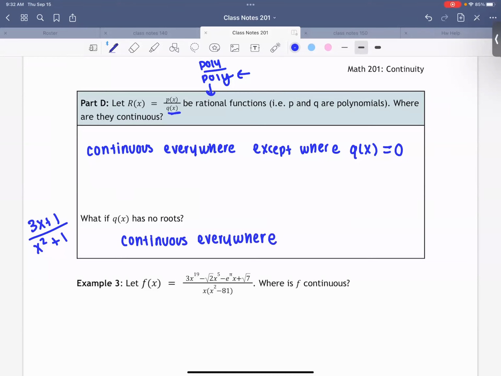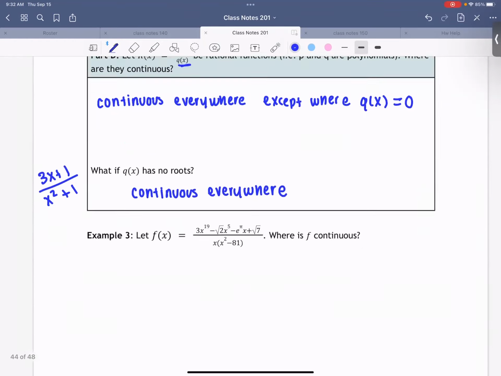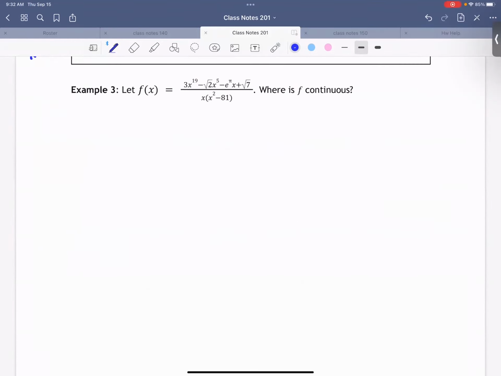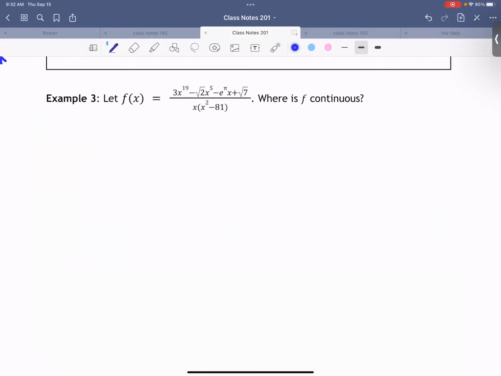Okay. All right, let's take a look at an example real quick. Not too bad here. We've got this function. I put a crazy polynomial up top, but it's still a polynomial. So don't worry about the symbols here. The denominator is x times x squared minus 81. Where is our function going to be continuous? Sam? Everywhere but 0 and 9, -9. Perfect.